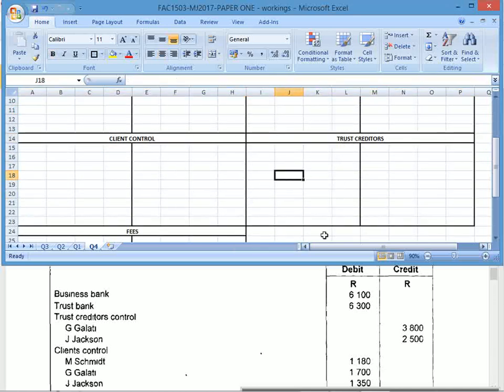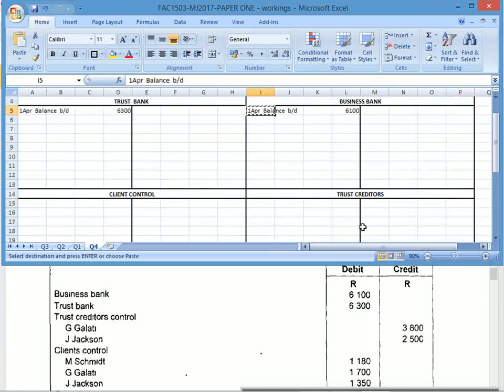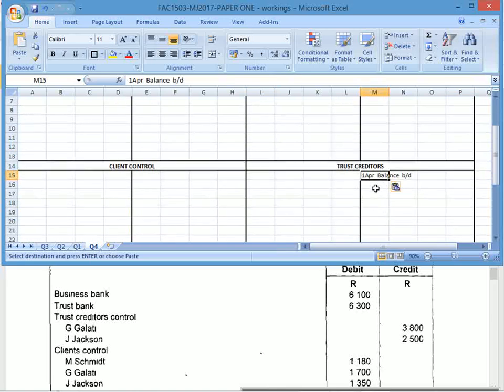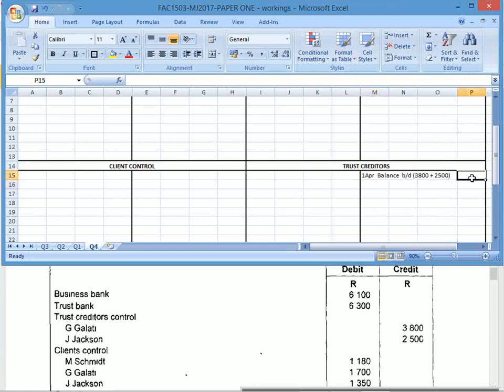Trust creditors control. Trust creditors, and you've got the client control. So in the trust creditors, you have 2 of them, G and J. You can group them as one, so then I would show this. Adding, 3800 plus 2500 gives you 6,300. Okay, so 6,300 is the opening balance for your trust creditors.